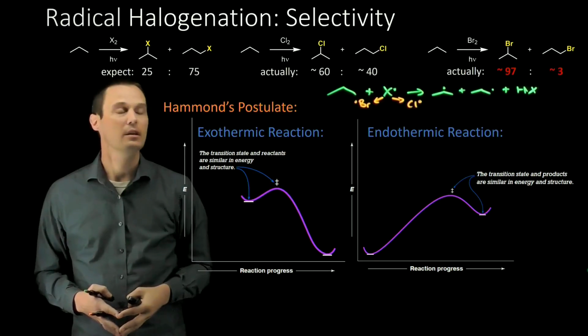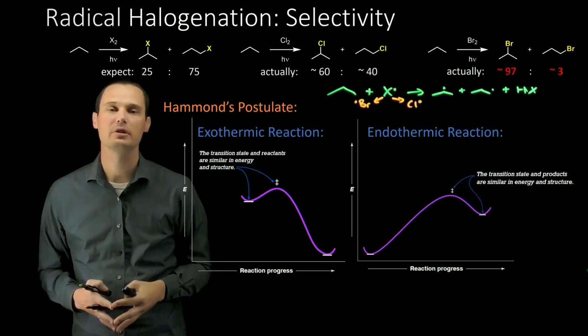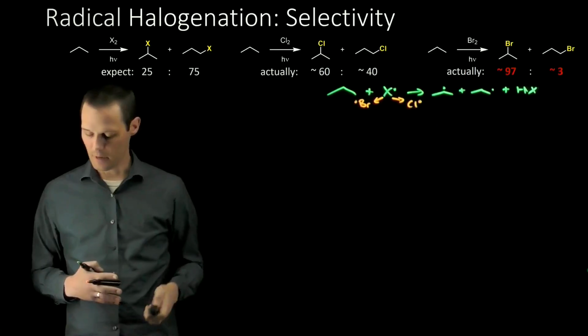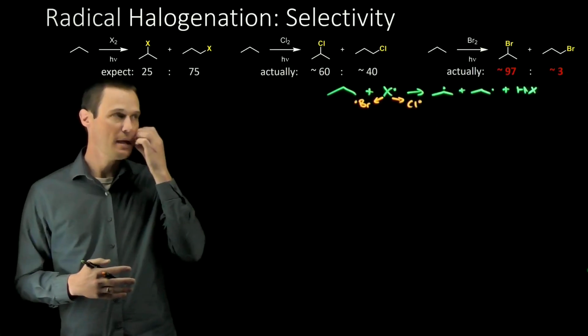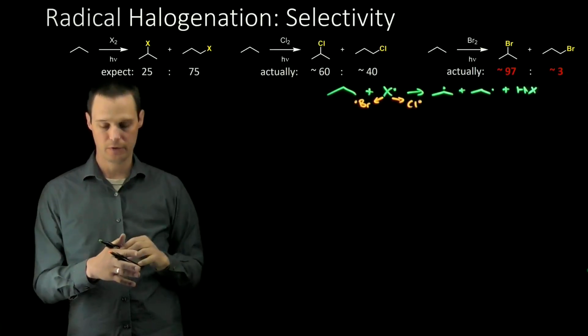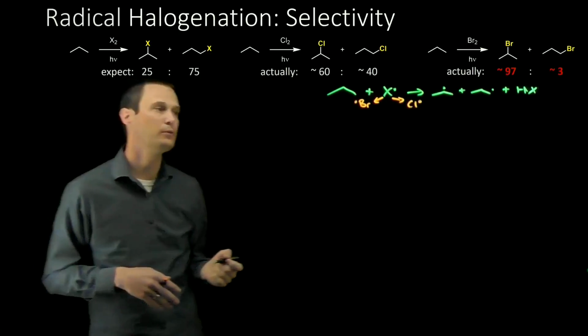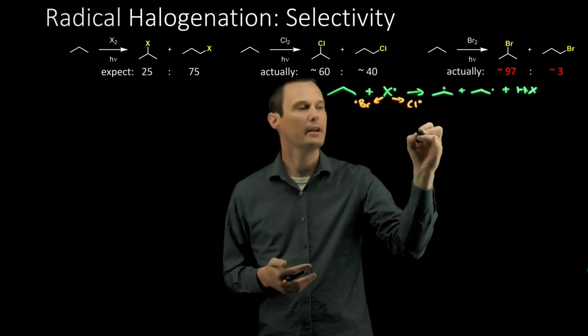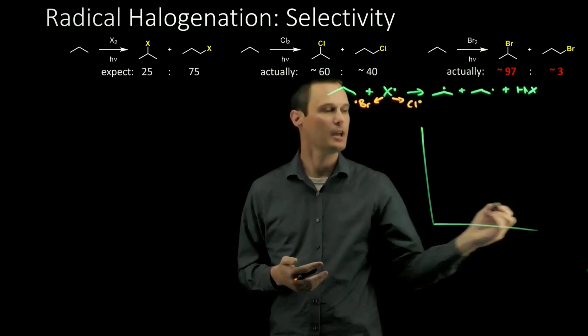The transition state looks most similar to the species to which it is closest in energy. What does that mean for our reactions here? Well, let's look at energy diagrams for this first propagation step for bromination and for chlorination. We'll start with chlorination and draw an energy diagram for this first propagation step.